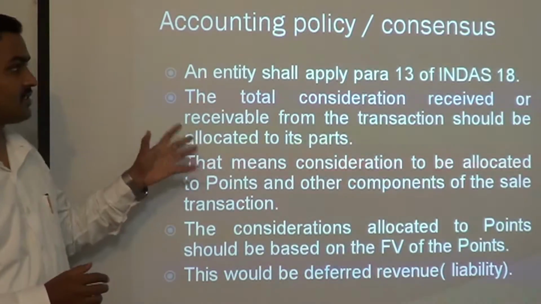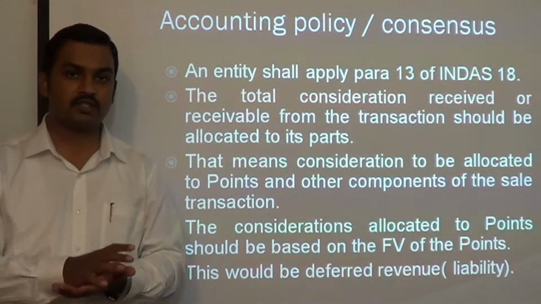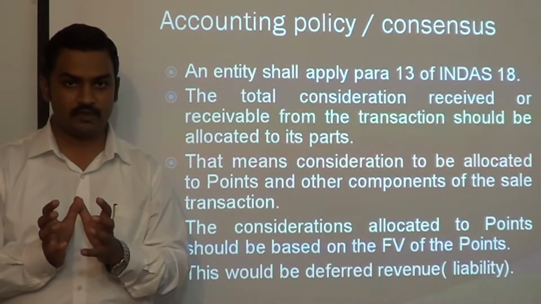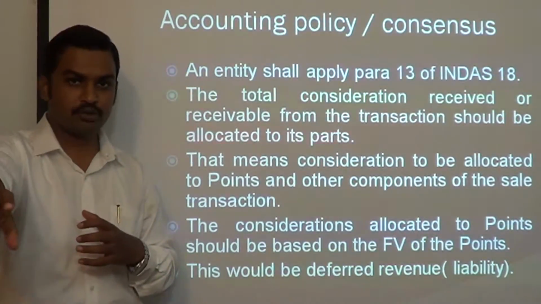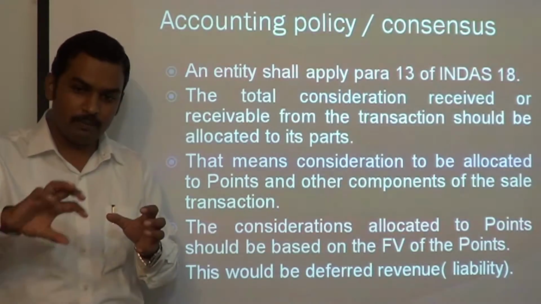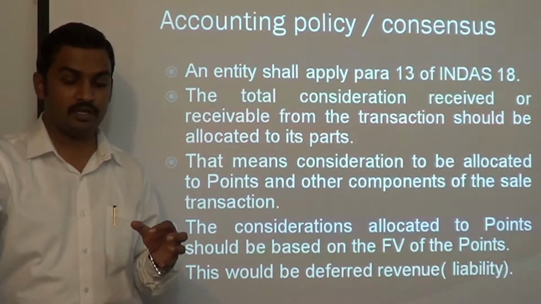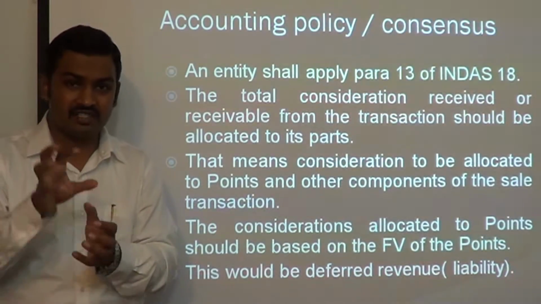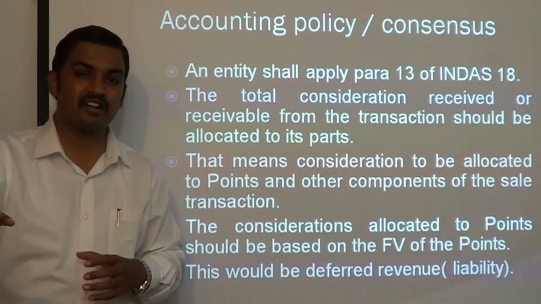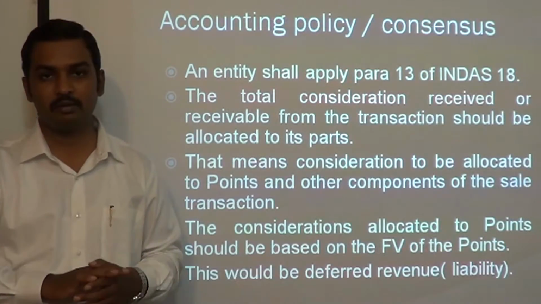Now, accounting policy consensus. Consensus has been arrived on this issue, and the desired accounting policy is, when the sale transaction takes place under which we are granting some points to the customer, at that point of time itself, a portion of the consideration has to be allocated to the points based on the fair value of the points, and we are not going to book the entire consideration from the initial sale transaction as revenue. A particular portion will be treated as deferred revenue, and in future when the points are redeemed for goods and services, it will be booked as income in our books of account.